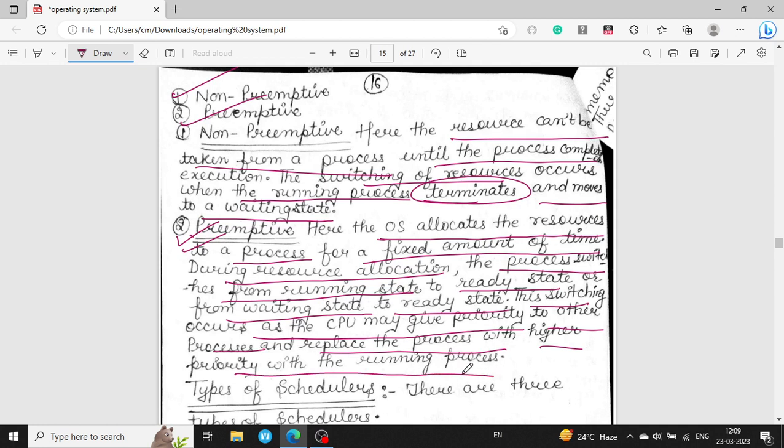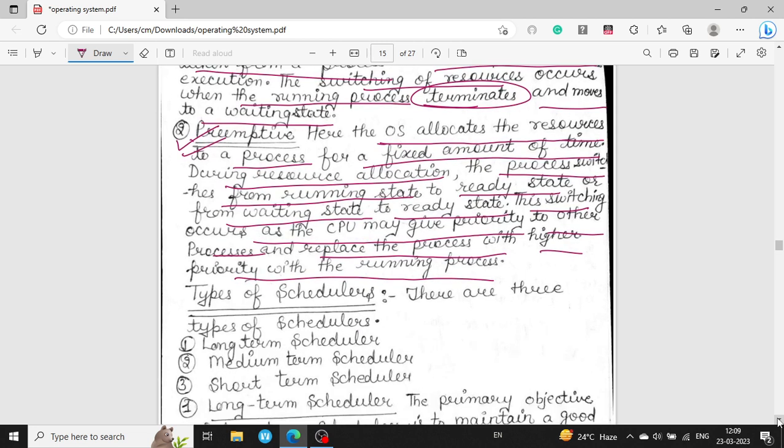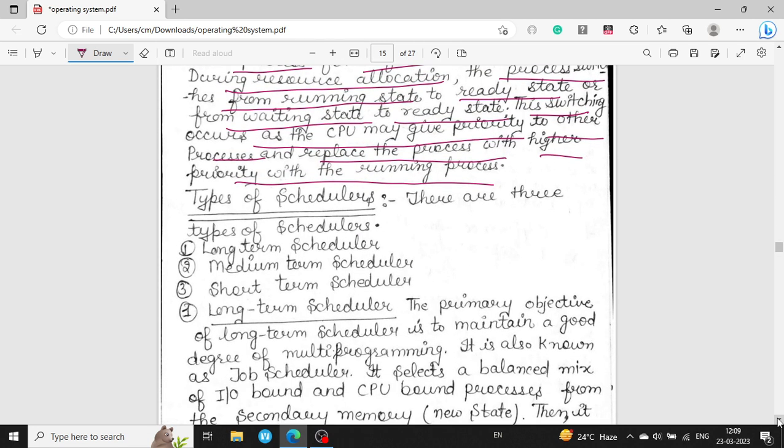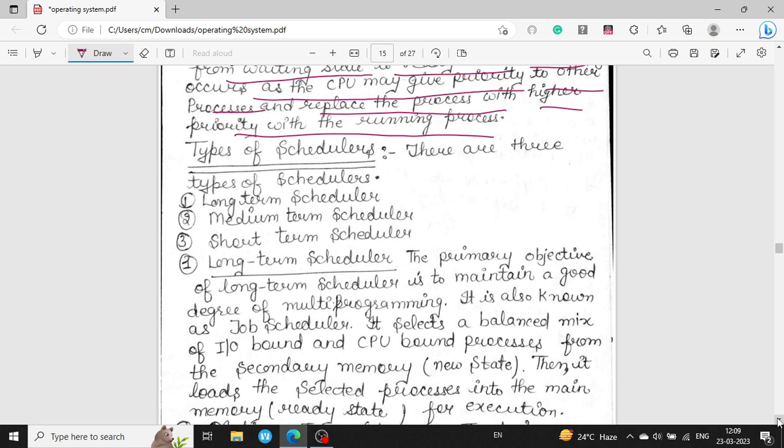Now I am going to discuss the next point, types of schedulers. This is a very important topic. There are three types of schedulers used in process scheduling. First, the long-term scheduler. Second, the medium-term scheduler. Third, the short-term scheduler. Now, first, the long-term scheduler.